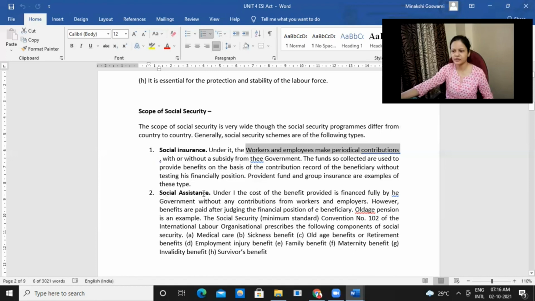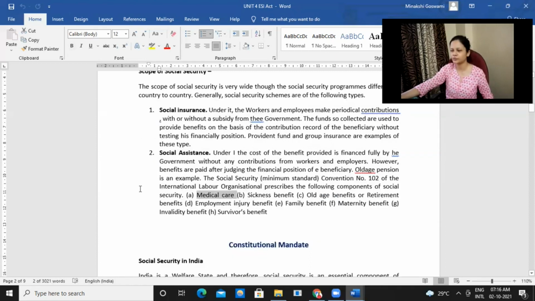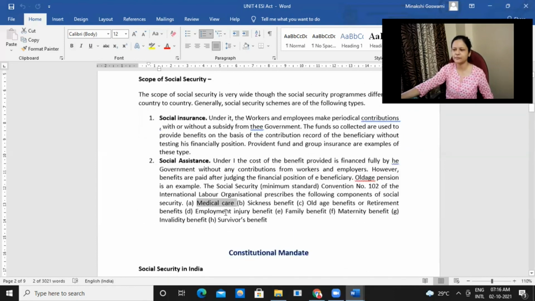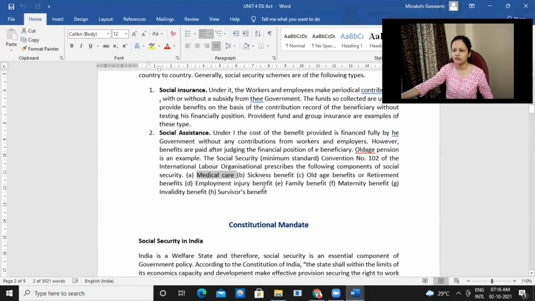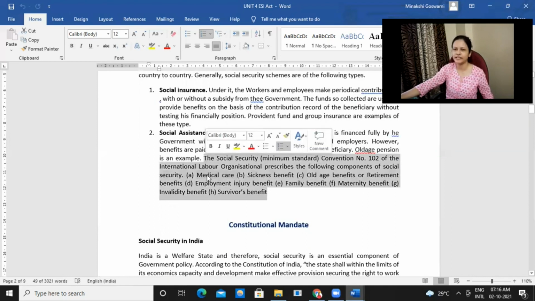But when we say social assistance, it is not like insurance where they contribute and get some benefits. The cost of benefit provided is financed fully by the government without any contribution from workers or employers. They would be given different things like medical care, sickness benefit, old age benefit, employment injury benefit, and all those provisions. Some assistance might be given by the government. So we can provide it in different ways, and for different matters we can have different legislations as well.